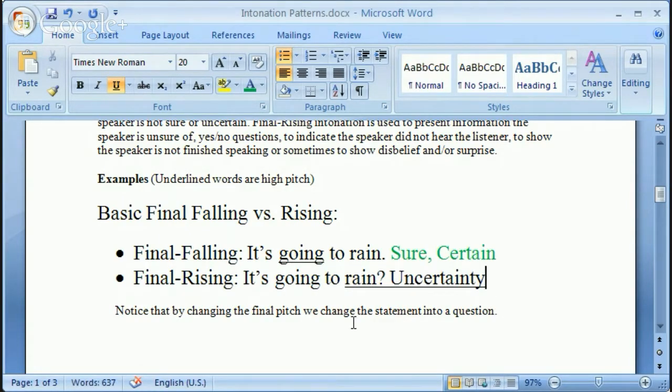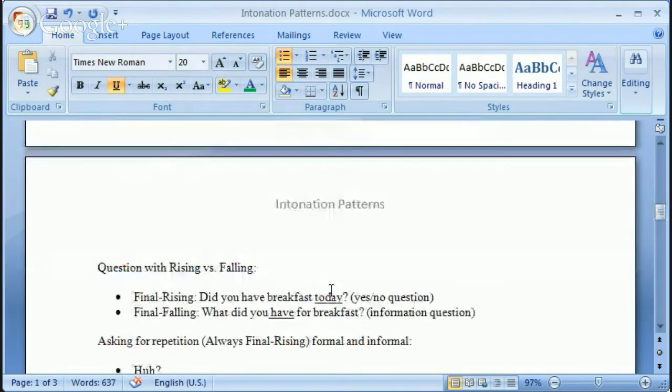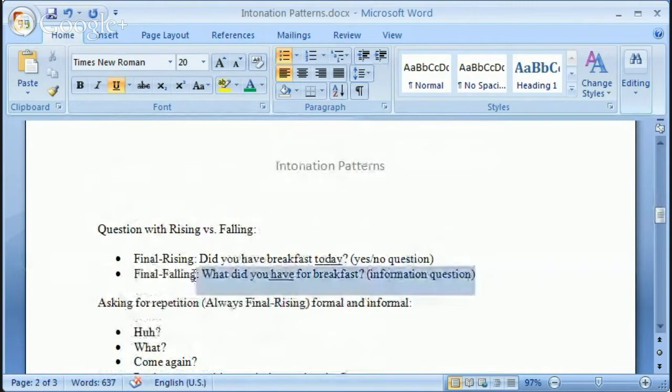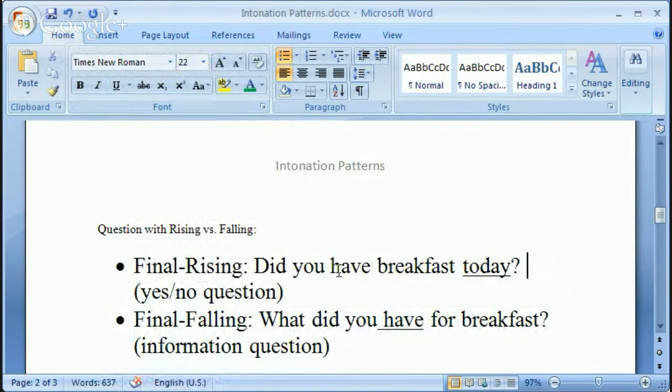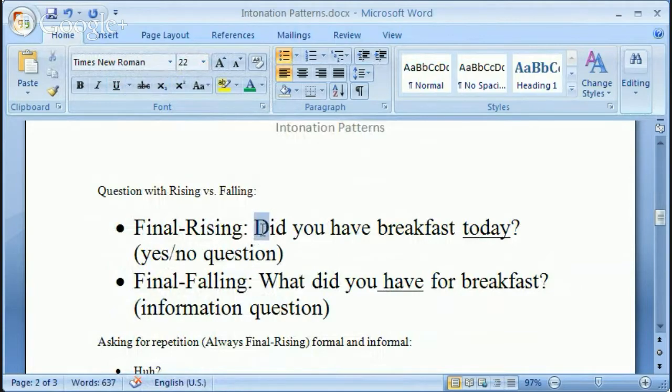Definitely. Okay. All right, let's look at these a little more closely. In question forms, this is very important. We can ask questions with both. For example, Vincenzo, did you have breakfast today? Yes, I have. Okay. Vincenzo answers yes. That is because when we ask a question in English, if we use rising intonation at the end of the question, your answer is going to be yes or no. You can add information, as Vincenzo did, or not.